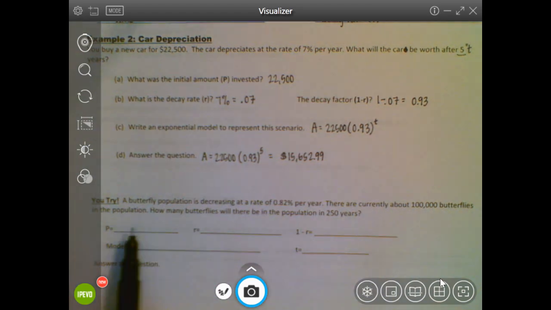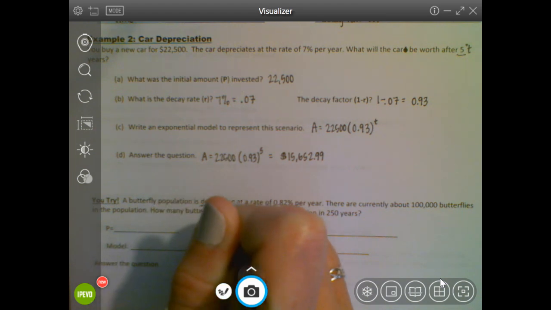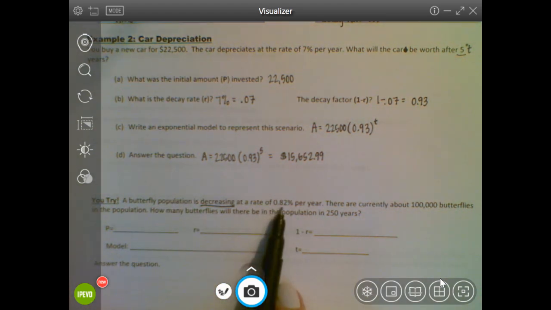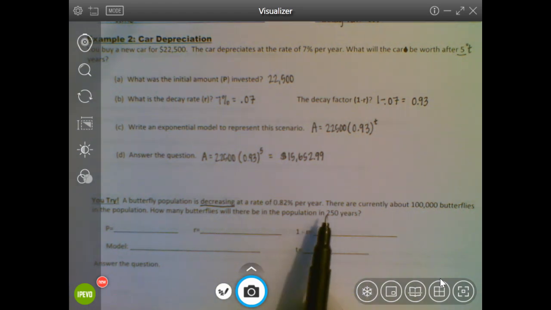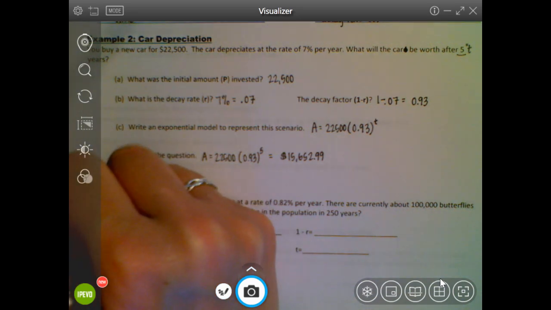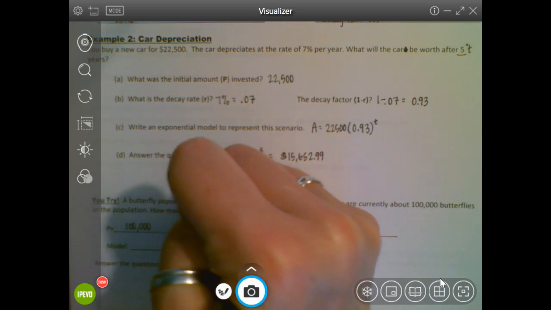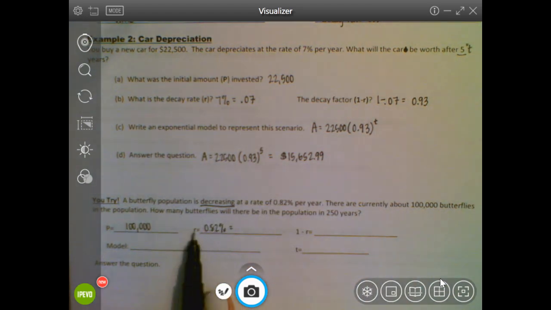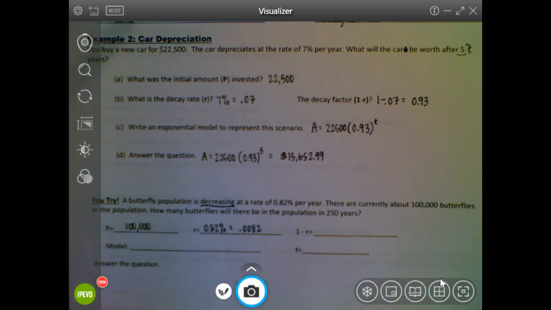Okay, so we'll look at one more example together. A butterfly population is decreasing at a rate. Decreasing should indicate that this should be some sort of decay model, at a rate of 0.82% per year. There are currently about 100,000 butterflies in the population. We want to know how many butterflies there will be after 250 years. So this 100,000 is our current population, or our initial or starting value. Our rate is 0.82%, which again, we want to move our decimal place over to the left 2 places, so it's going to give us 0.0082.